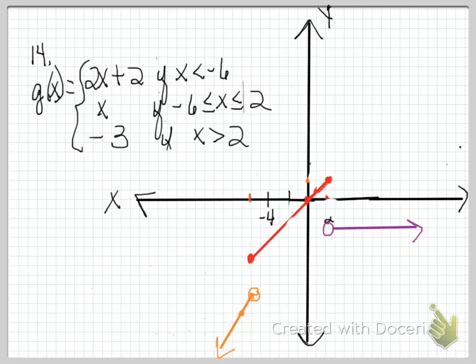The second graph is x, which is the same thing as y equals 1x plus 0. So it's 0, 0, and the slope is up 1 over 1, or down 1, backwards 1, and the restriction is between -6 and 2, and it's a closed circle. The third equation is y equals -3, which is a horizontal line at -3, and the restriction is greater than 2, so everything to the right of 2 we graph, and that was the graph in purple.